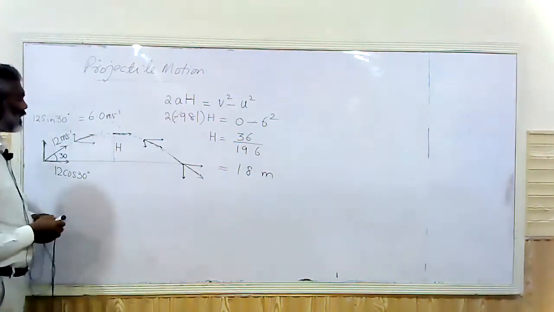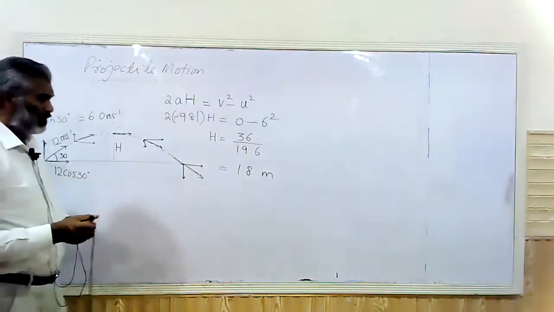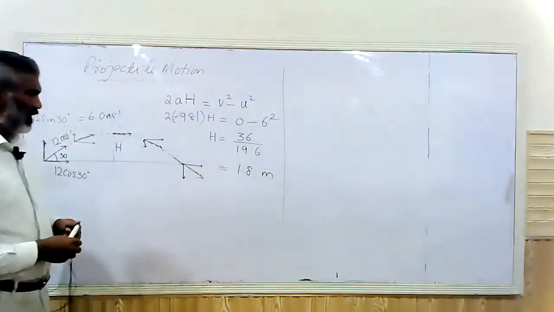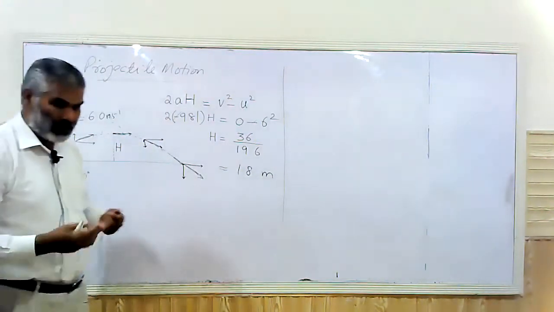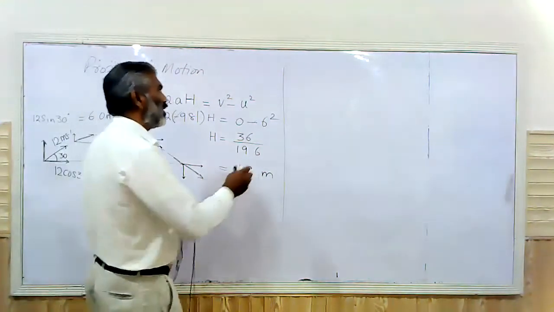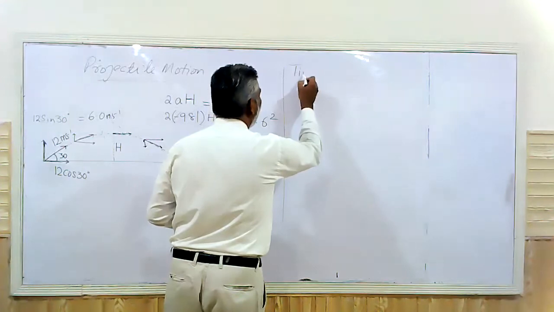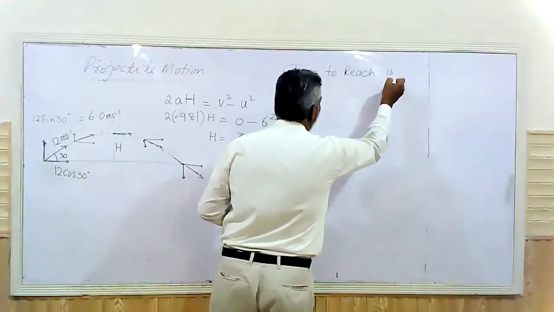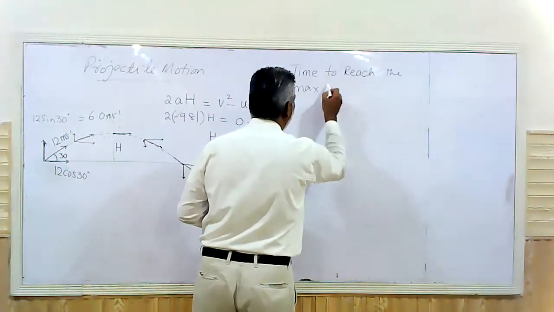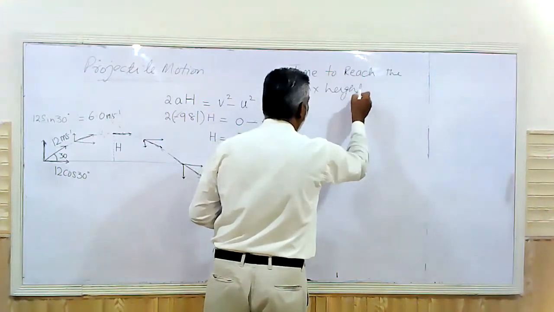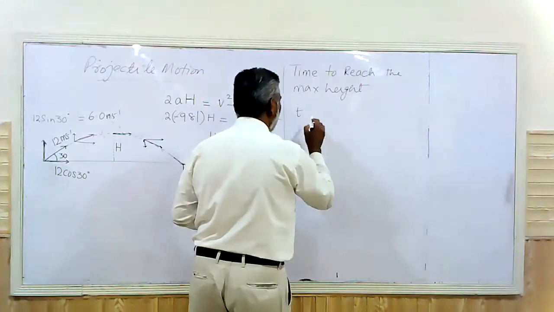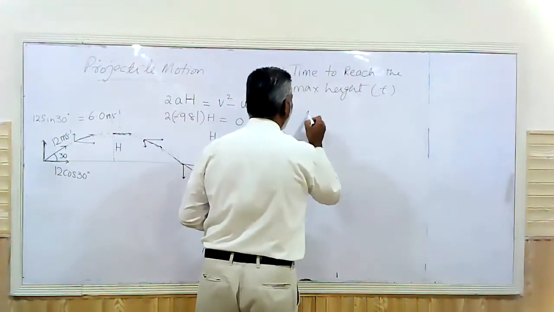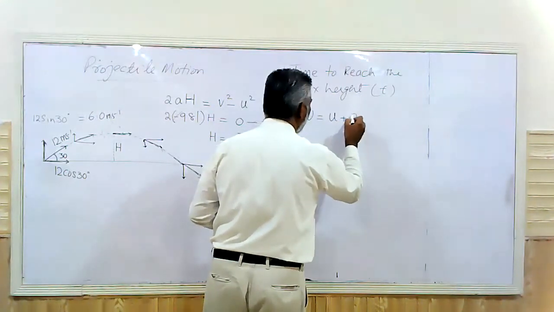Now, what time has it taken to reach the maximum height? In order to calculate the time it has taken to reach the maximum height, we can use the first equation of motion, which is even simpler. So the time to reach the maximum height, let's say this is a small t, and this can be calculated using v is equal to u plus gt.